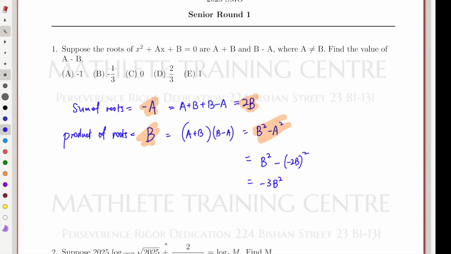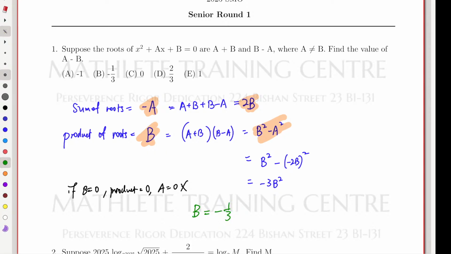Now, if b is equal to negative 3b squared, can b be equal to 0? If b is equal to 0, then the product of roots is 0, which means that a has to be 0 as well. That's not possible here. So the only possibility for b is when b equals negative 1 over 3. That is when b is equal to negative 3b squared.